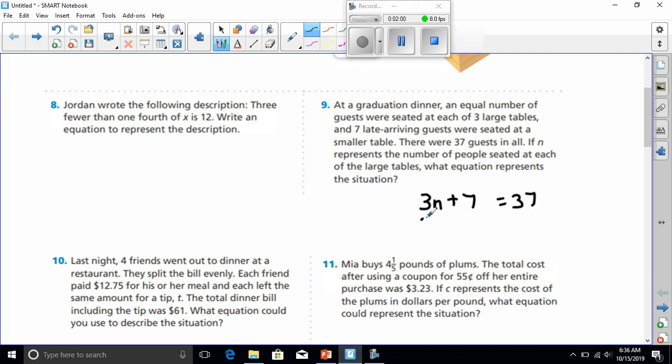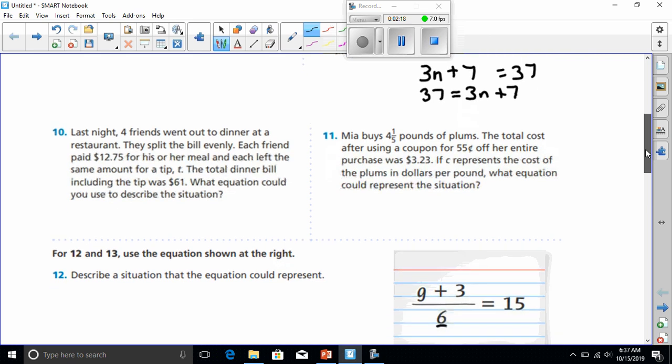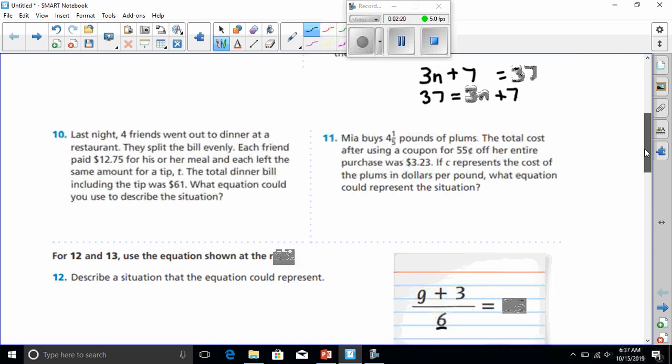You could also write this as 37 equals 3n plus 7. You could even write it as 7 plus 3n equals 37. As long as all those terms are in this equation, you're going to be right.